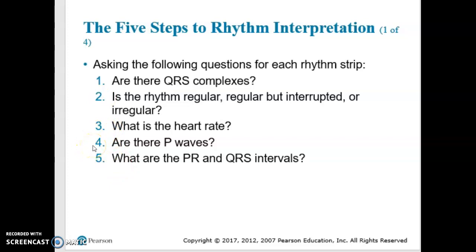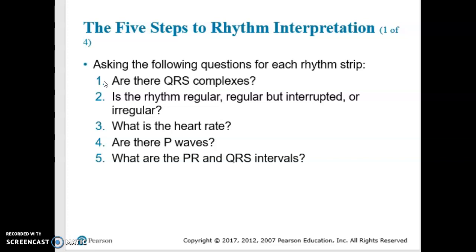So that's one of the big rules that you need to remember. We ask ourselves question number 1, are there QRS complexes? If the answer is yes, then we look at their size and shape. If the answer is no, we skip to question number 4. So now moving forward, we're going to say the answer is yes. We're going to ask ourselves, is the size the same? Does the shape vary? And if it does, we'll take note of that.